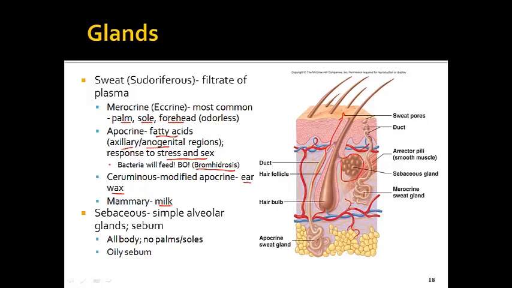Sebaceous glands are simple alveolar glands, and they secrete sebum, which is a fatty, oily secretion. And this occurs all over the body, but not the palms and soles. So palms and soles will only have sweat glands. The rest of the body will have both.